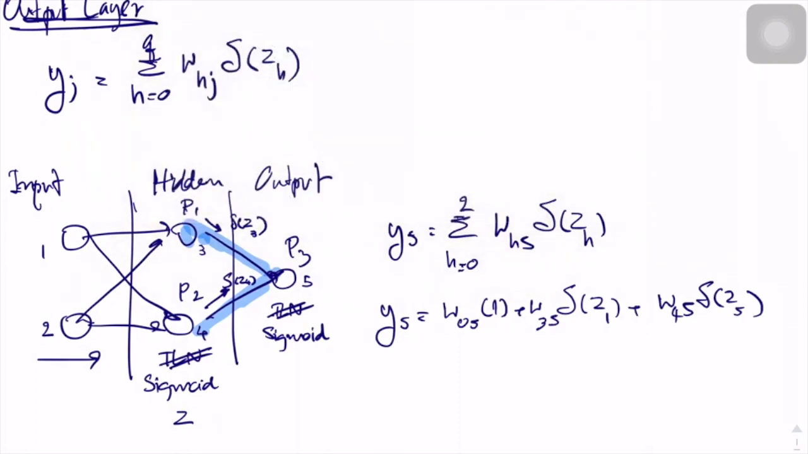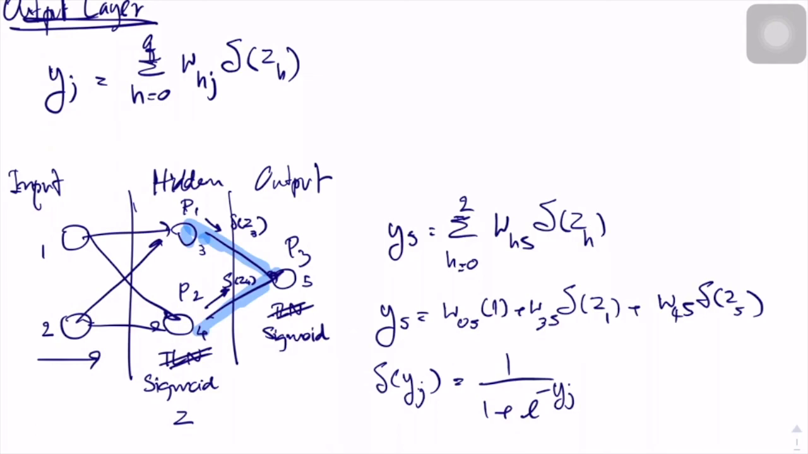Finally, we will get the final output, that will be the signal or the activation function of Y5, that will be the sigmoid, right? The sigmoid function of Yj is, of course, 1 over 1 plus e to the power minus Yj, and here this is Y5. So finally, we will get the final output, that will be passed through the sigmoid function.